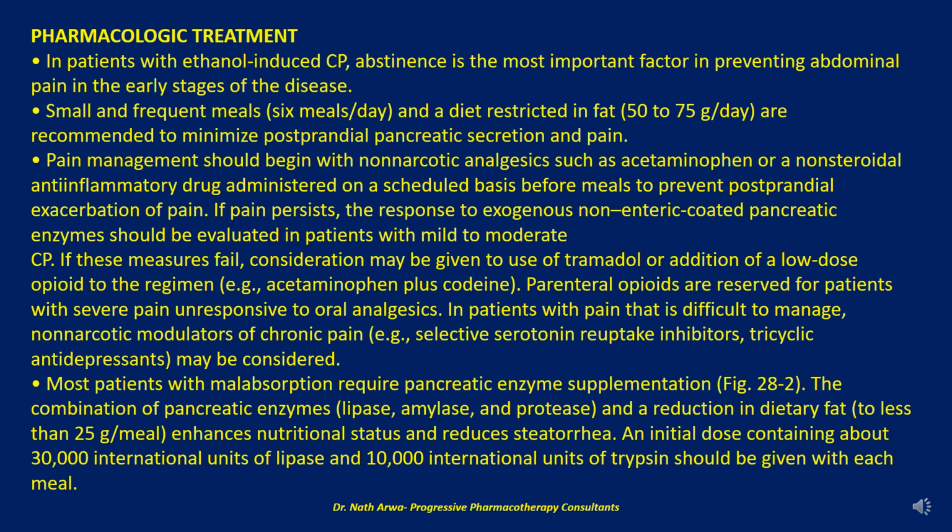1. In patients with ethanol-induced chronic pancreatitis, abstinence is the most important factor in preventing abdominal pain in the early stages of the disease. 2. Small and frequent meals, that is 6 meals per day, and a diet restricted in fat, that is 50 to 75 grams per day, are recommended to minimize postprandial pancreatic secretion and pain.